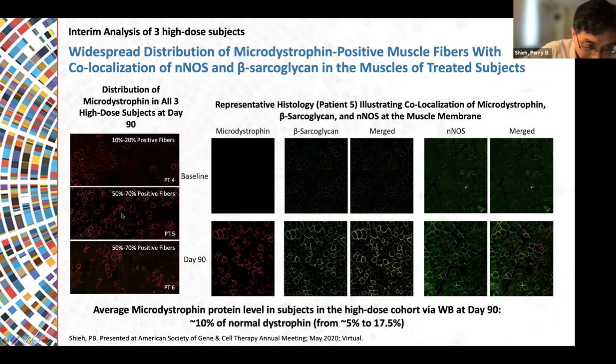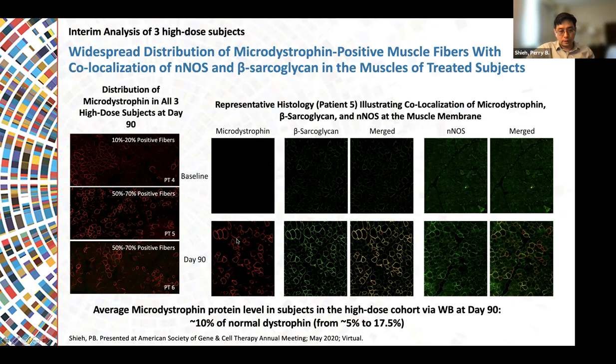These two patients actually had closer to 50 to 70% positive muscle fibers. So there's a lot more ovals in here, representing those muscle fibers that are cut in cross-section. And you can see that this is just one particular patient at baseline compared to day 90 of treatment. You can see this change, no staining at baseline, and then there's staining after 90 days after treatment.